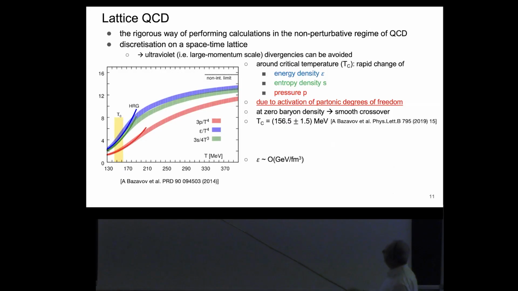What you see plotted here is, as a function of the temperature, the energy density, the pressure in blue, the pressure in red, the entropy density in green. In all cases, this is divided by the Stefan-Boltzmann behavior with T to the 4, or T to the 3 for the entropy density. And one sees that there is a rapid change around the critical temperature of these quantities, which is due to the fact that now the energy can be distributed over a much larger number of degrees of freedom. The critical temperature, so today's equivalent of the Hagedorn temperature, is now calculated rather precisely on the lattice, 156.5 plus or minus 1.5 MeV, which corresponds to an energy density in the order of a GeV per cubic Fermi.